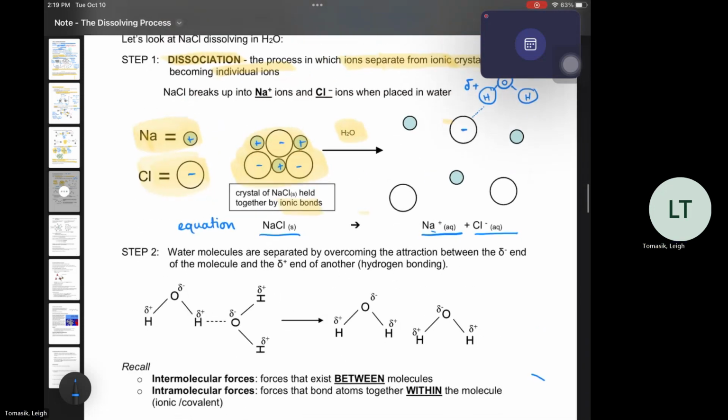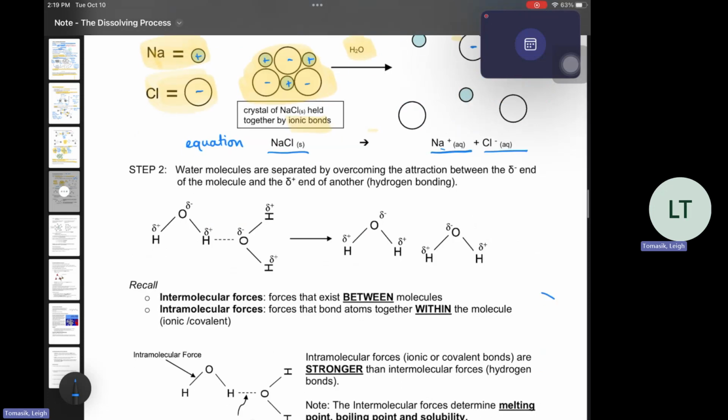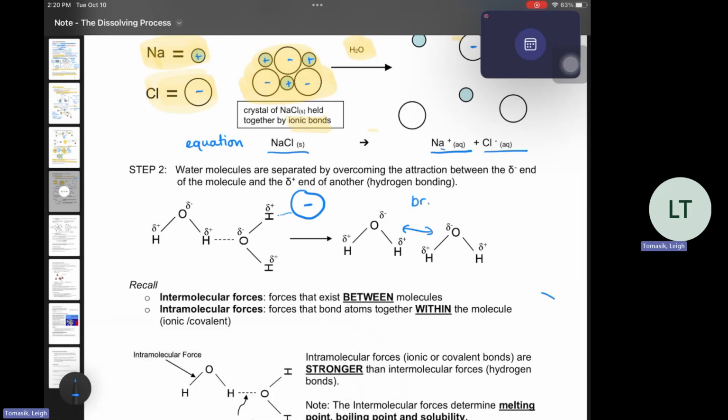So that's step one. Remember, the solute particles move apart. Step two, we have the solvent particles moving apart. So maybe over here you have that chlorine ion, and this water molecule might move away from its neighbor because it's attracted to the chlorine. So these will separate and go farther apart from each other. It will break the hydrogen bonding. Those are the forces. This is breaking the hydrogen bonding.